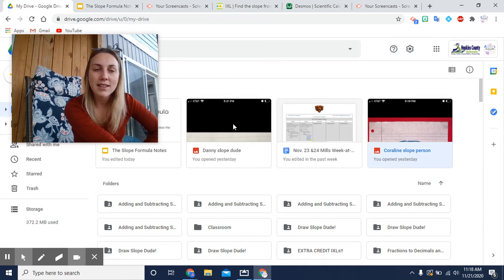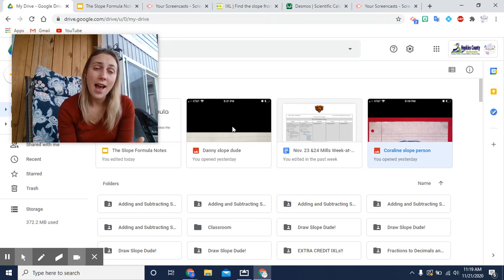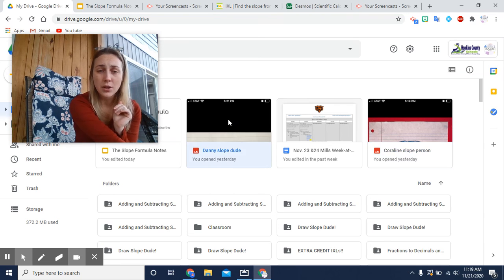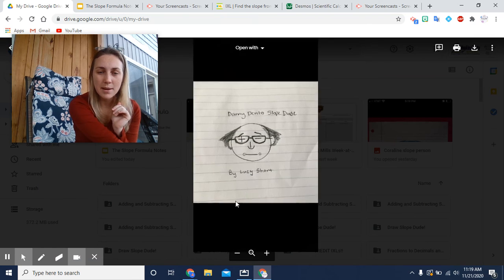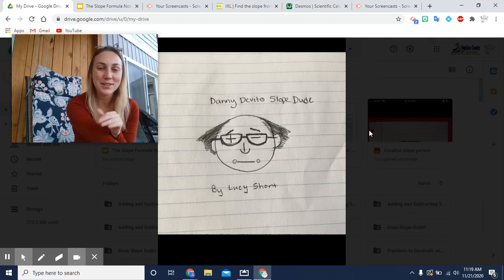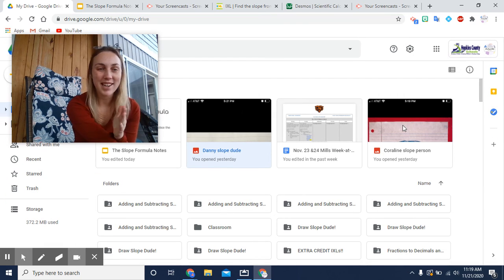And the other one I really liked, the reason I liked this one was because as soon as I saw it, I laughed because I knew exactly who it was before I even read who it was. She did such a good job. I never would have even thought about it. That's why it was just so random. It was hilarious. So here we are. Lucy Short drew Danny DeVito slope. Again, I knew exactly who it was before I even read this part right up here. So good. Never would have thought of it. Good job, Lucy. And good job, Jakia.